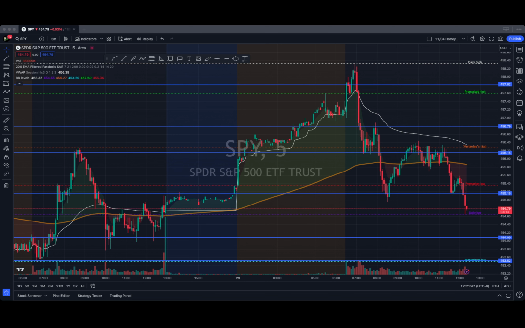Not flushing yet. 454.82. I said let's watch 80. I would be adding puts to here, that level, 455. If we popped, I would add more for the rollover, just like it rolled over here. I think it's going to do this.